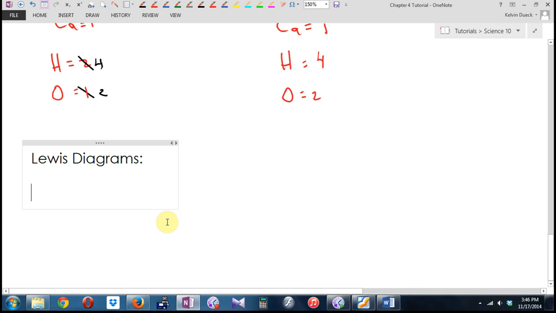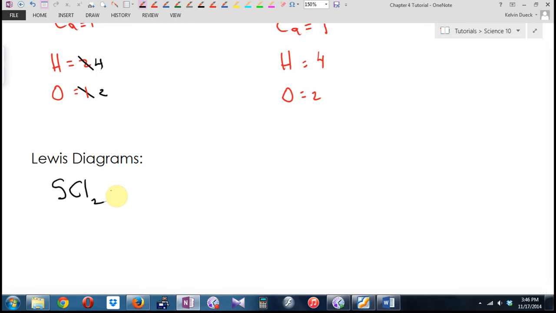Well, let's just write it out. Draw a Lewis diagram for, never mind, I don't want to do that one. Let's go, SCl2. What would I call that? How do you know? Okay, covalent: sulfur dichloride.